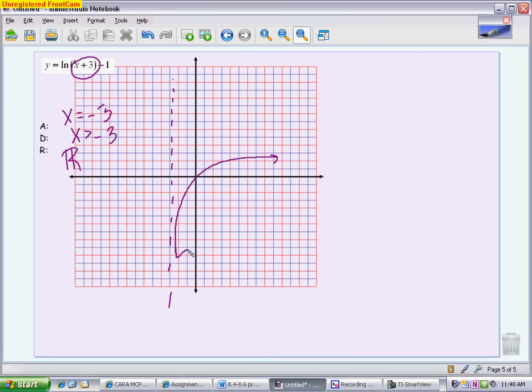And that is everything in 8.4. It's a pretty long section. You should be able to evaluate basic logs. Should be able to rewrite in different forms, find inverses, and then graph logarithms.